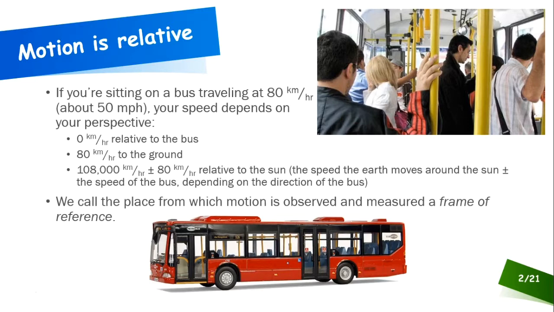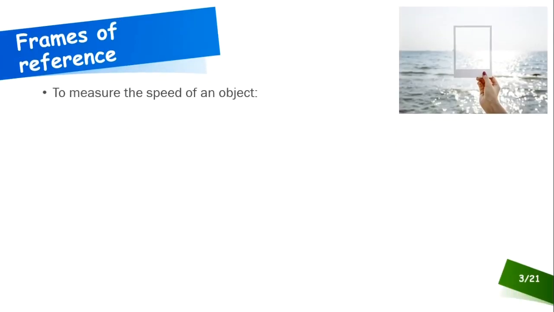So it depends on where we actually observe motion from. And so the place at which we observe motion from and measure is called a frame of reference. Because motion is relative, its value will depend on what you use as your frame of reference. What perspective are you taking on the situation? So this concept of frame of reference helps us to measure the speed of an object. In order to measure the speed of an object, the first thing we have to do is choose a frame of reference. What perspective are we going to take for making our measurement?